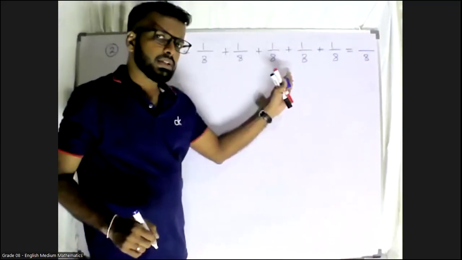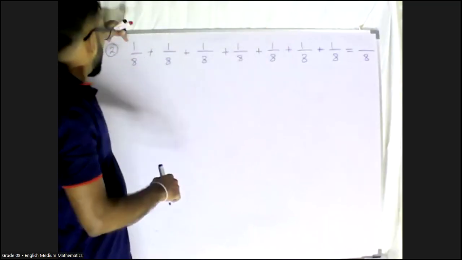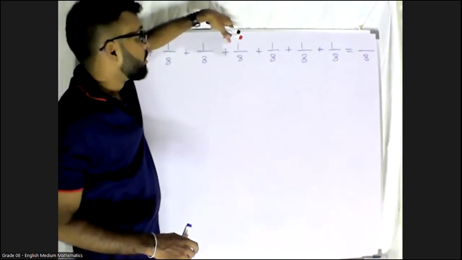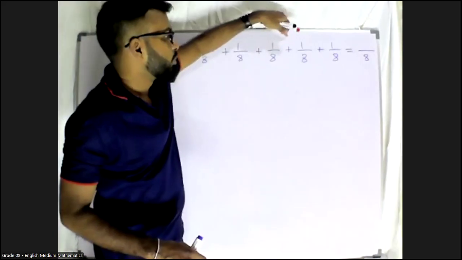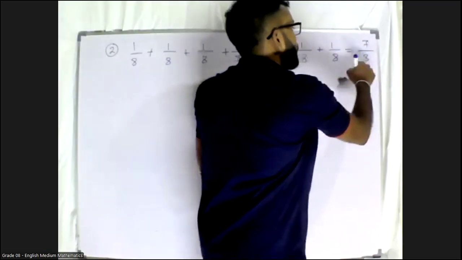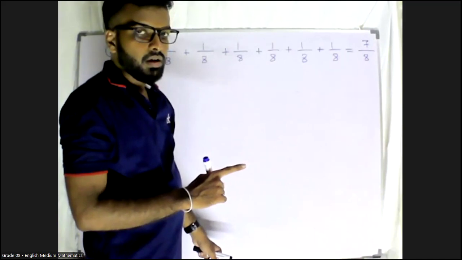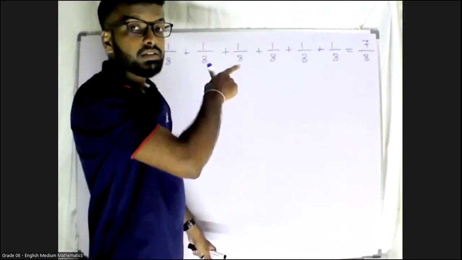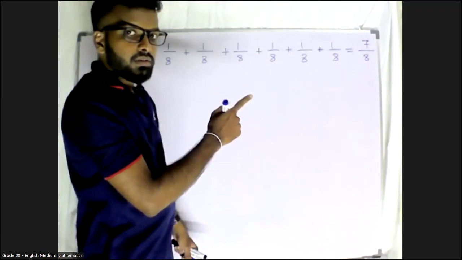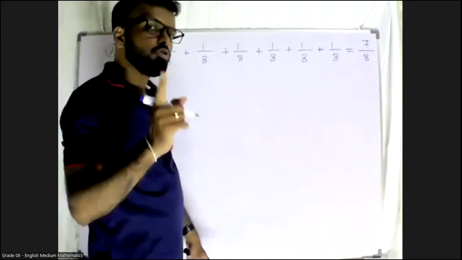If the denominators are same, nothing to worry about. You can add the numerators together. 1 plus 1, 2. 2 plus 1, 3. 3 plus 1, 4. 4 plus 1, 5. 5 plus 1, 6. 6 plus 1, 7. So the answer should be 7/8. Right? So how do we use what I mentioned in the subtitle, fraction multiplied by a whole number? How do we do that?